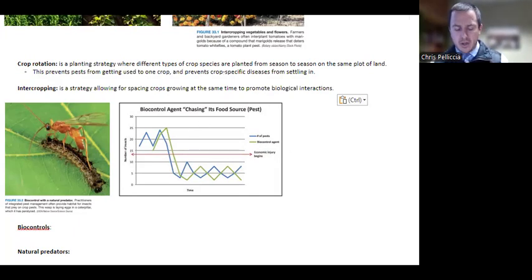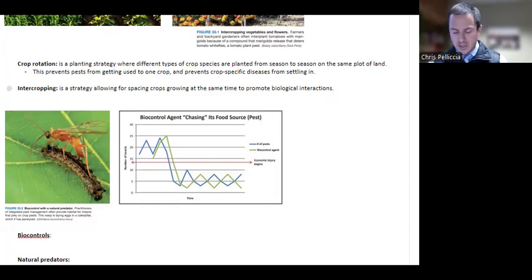Again, in this situation, another example might be one crop could attract insect predators for another crop. So rather than needing to use artificial pesticides or synthetic pesticides, we can attract a predator. And that might be a really effective way of preventing pests.